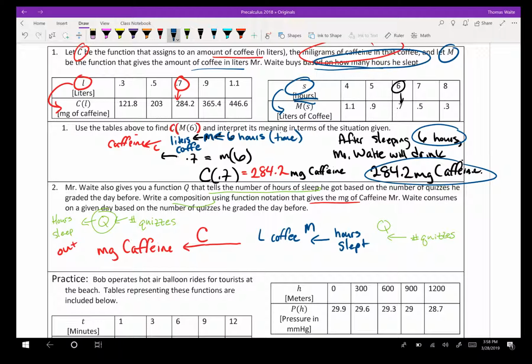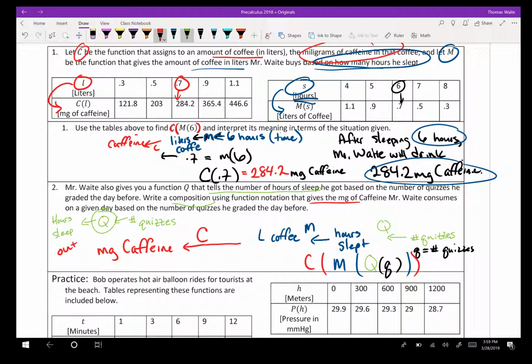Okay, so we're pretty much ready to write our composition. We know which functions take us. All we have to do is give ourselves an input. So let's say little q equals number of quizzes. Now I just take these letters and these functions and put them in order. So q is my input. The first function I applied to it was big Q. It takes in and gives me hours slept. The next function I applied was big M. It gave me the liters of coffee. And then the last function I applied was C. And I know overall that's going to give me caffeine at the very end.